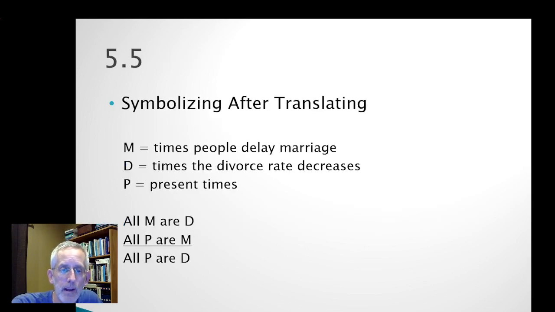Now once we've done that, we can actually symbolize that with M, D, and P. Marriage for M, decreases for D, and then present times for P. And so we have the bare bones argument structure, and this sort of structure makes it really easy to evaluate it using our 5 rules.